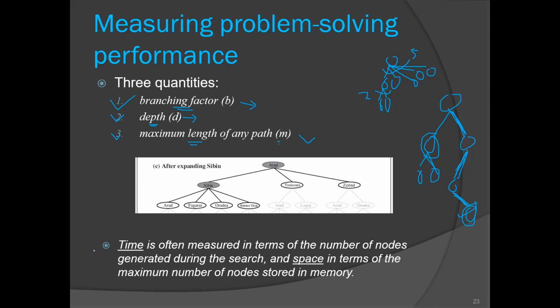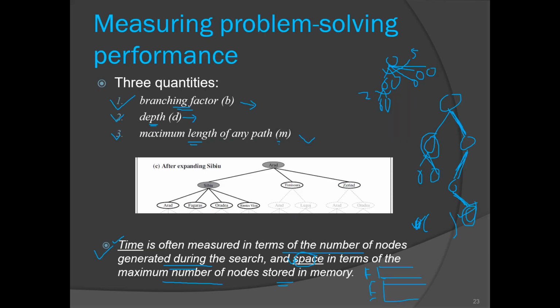Now, time is often measured in terms of the number of nodes generated during the search. We measure the time in terms of how many nodes are generated. We are going to use order notation; you might have studied big O notation. And space is measured in terms of the maximum number of nodes stored in memory. We count the number of nodes in the frontier and the explored set, the two data structures we are maintaining. Based on how many nodes are in the frontier and explored set, we measure the space complexity.